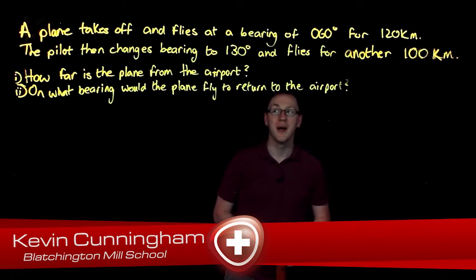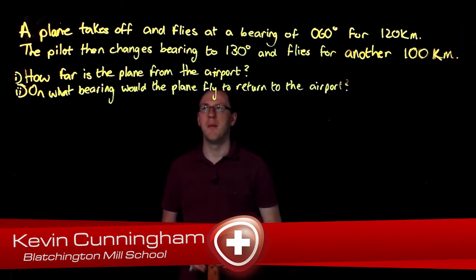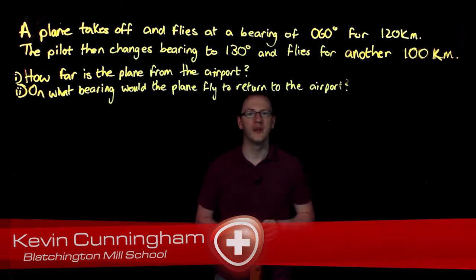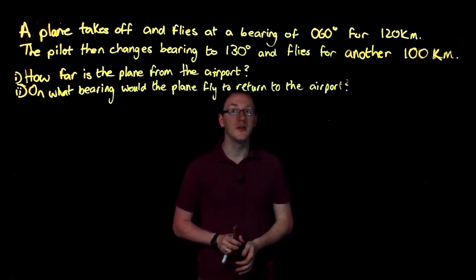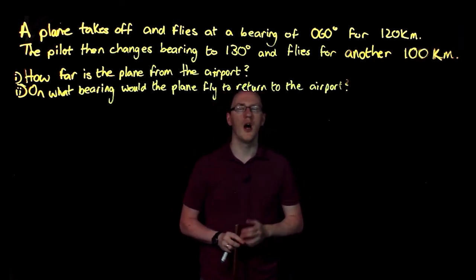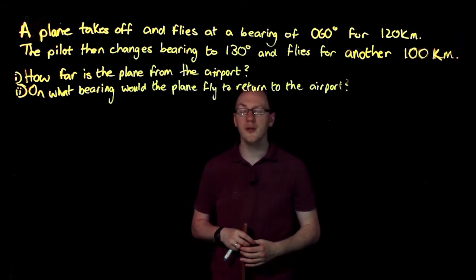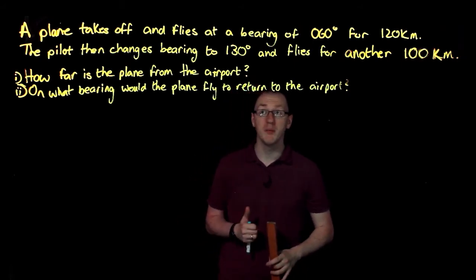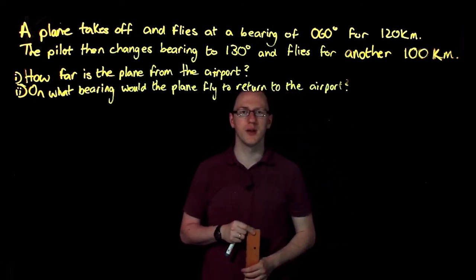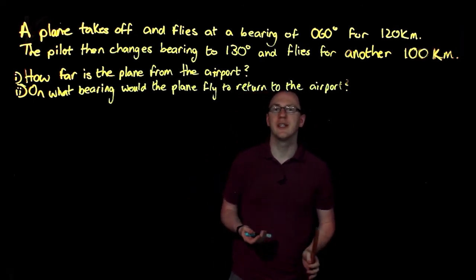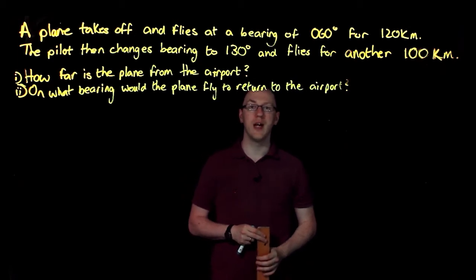Let's have a look at another exam question to do with bearings. A plane takes off and flies on a bearing of 060 degrees for 120 kilometers. The pilot then changes direction to 130 degrees and flies for another 100 kilometers. We're asked, how far is the plane from the airport, and on what bearing would the plane fly to return to the airport?